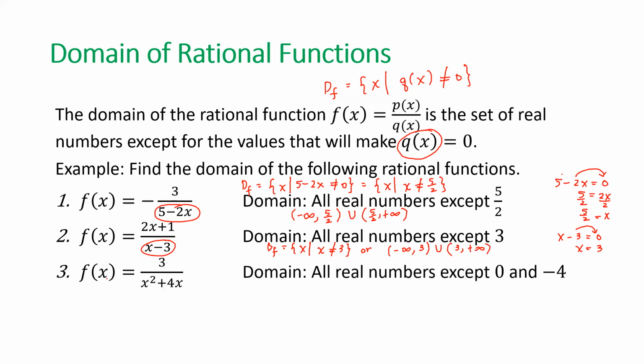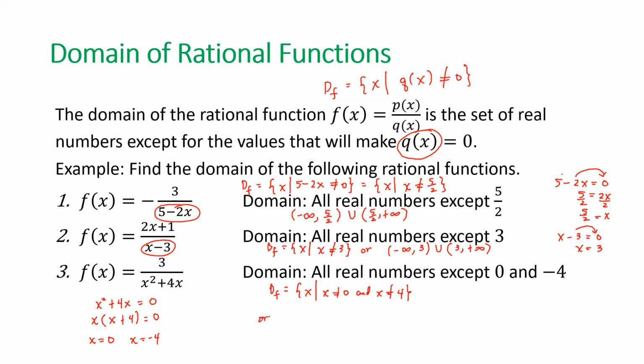And then third, if we have the function f of x equals 3 over x squared plus 4x. So again, we try to avoid the denominator being 0. So we equate this to 0 and solve for x. But this one is a quadratic equation. So we can factor x. And then the second factor will be x plus 4 equals 0. So equating both of these to 0 and solving for x, we will get x equals 0 and x is equal to negative 4. So which means that the domain here is the set of all x such that x is not equal to 0 and x is not equal to negative 4.